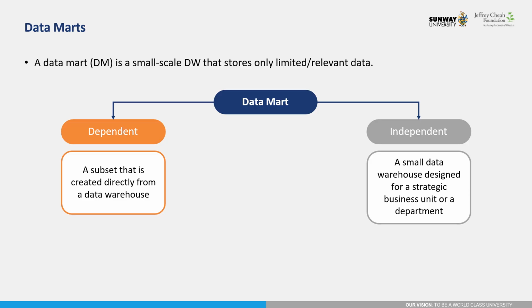So now we are already learning about the dependent and independent data marts. The dependent is actually a subset that is created directly from the data warehouse. So the dependent is the direct subset, and the independent is actually a small data warehouse designed for a strategic business unit or department. If I explain it indirectly, if you are collecting the data straightforward as data marts, you can say it's dependent. If your system is designing strategically and splitting your data as per the classification of that particular scenario, then we can say independent data mart.